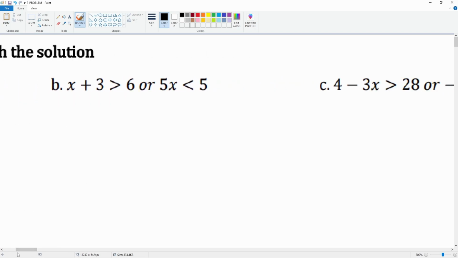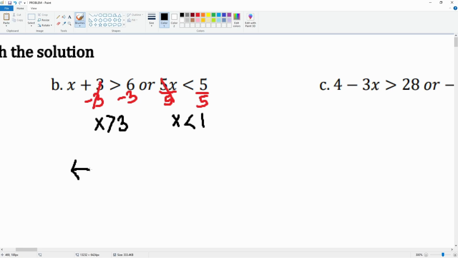All right, now notice they're pointing away from each other because this is an OR equation. All right, let's do this one. X plus 3 is greater than 6, so we're going to subtract 3 to both sides. This cancels, leaving you with just an x is greater than 3. Next one, we have 5x is less than 5. We're going to divide by 5 to both sides. This cancels, just leaving you with a 1. X is less than 1.